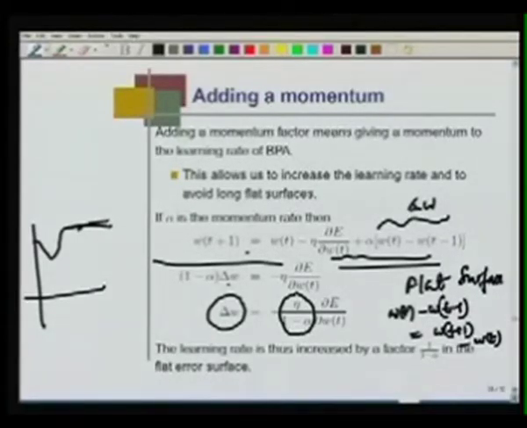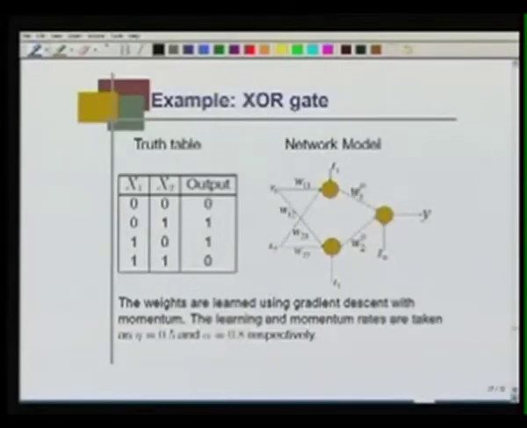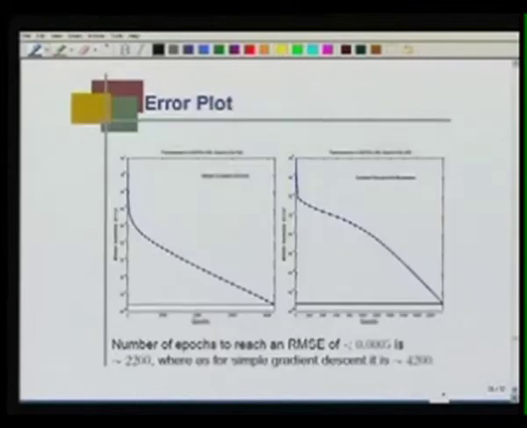So, this is called how we can increase the convergence speed, and this is an example. This is an XOR network, and in the XOR network we have taken eta equal to 0.5, this is the learning rate, and alpha, the momentum rate, is 0.8. You can easily see here that when we use simple gradient descent, we do not use the momentum rate. My number of iterations is 4200. I take 4200 iterations to converge.